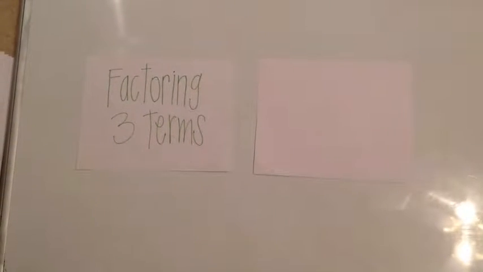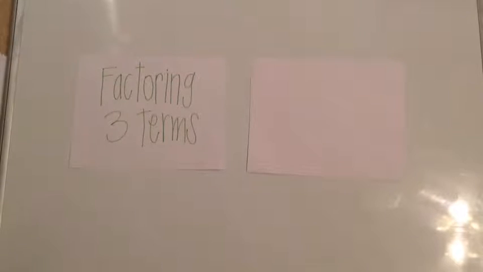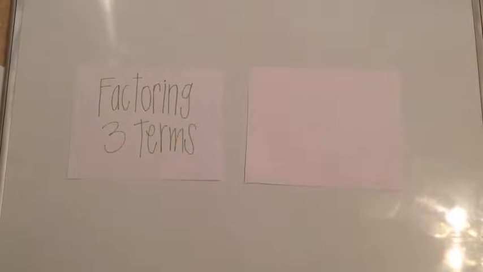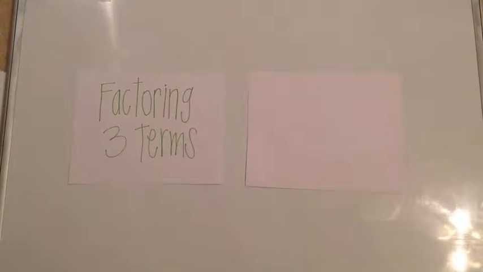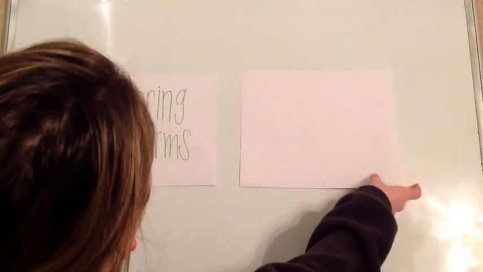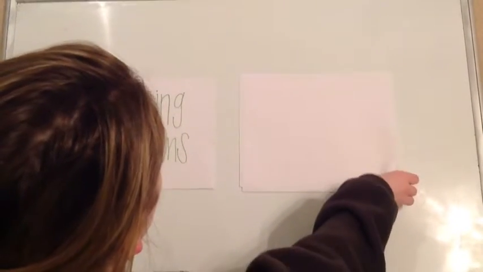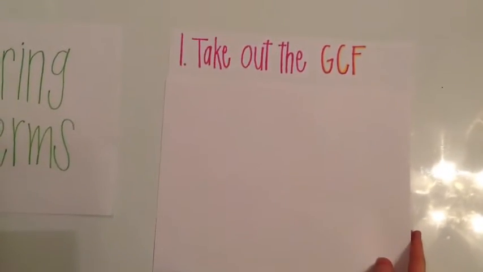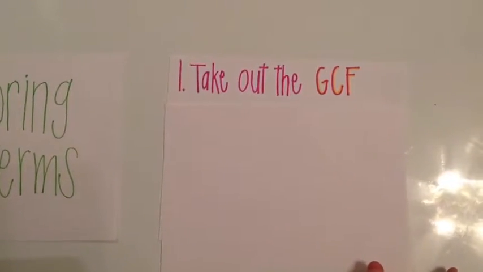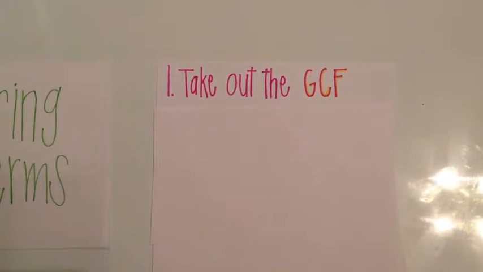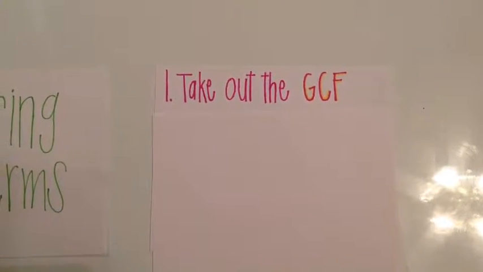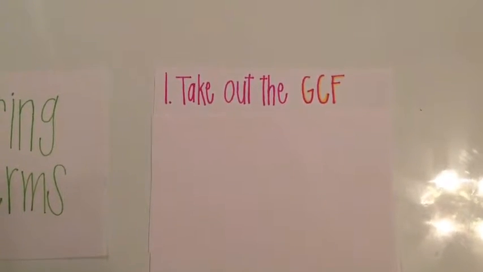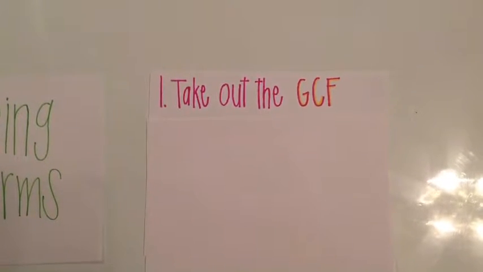Today we are going to be looking at factoring three terms. So when we factor three terms, there are a couple of steps that we have to consider. The first step is to take out the GCF. This is a very important step because it makes the problem much easier to solve. The GCF is also known as the greatest common factor.